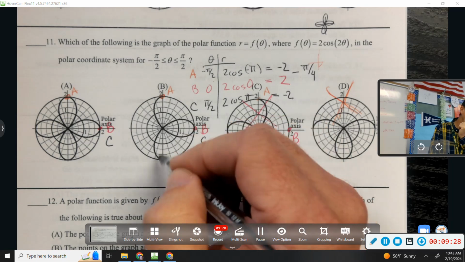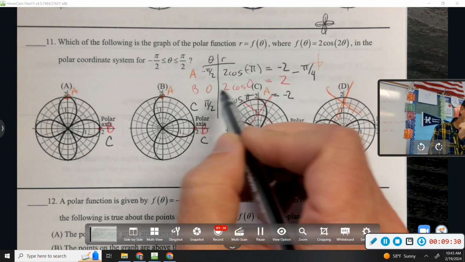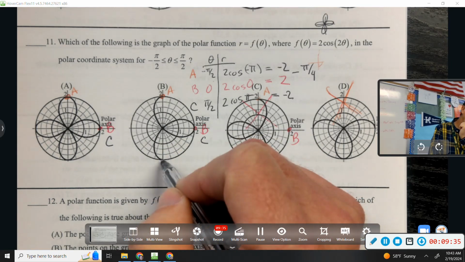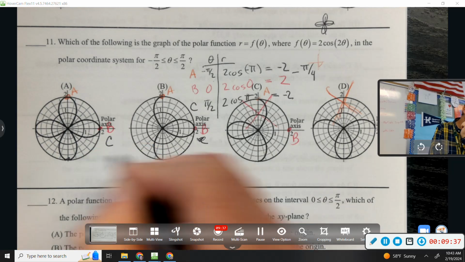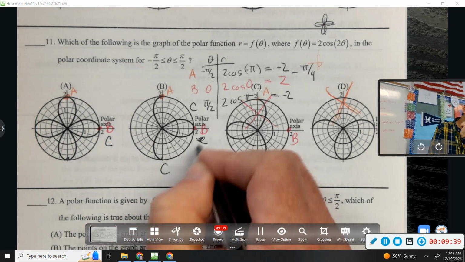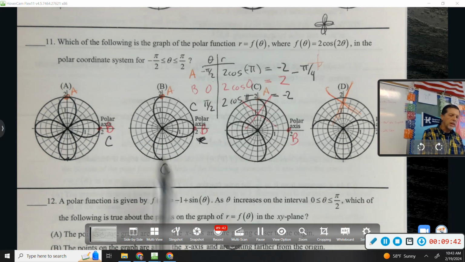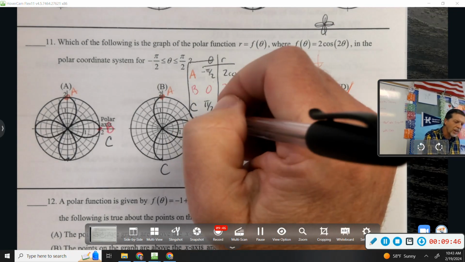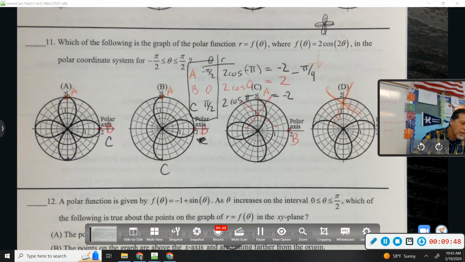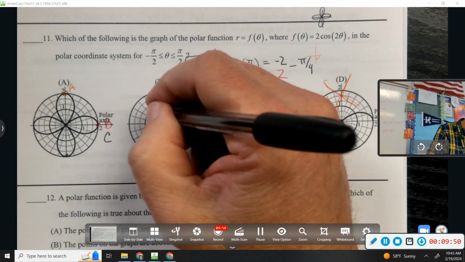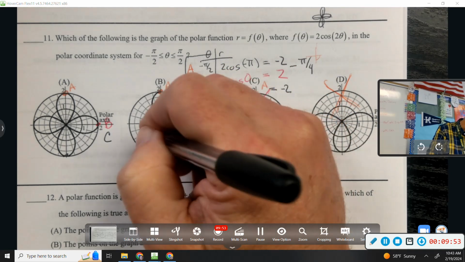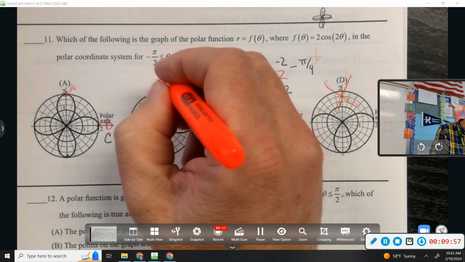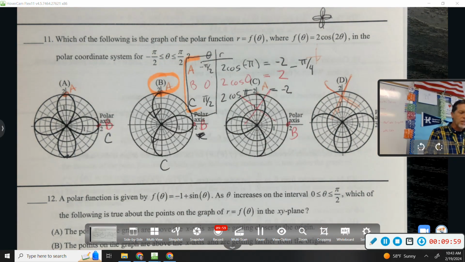A to B to C. Oh, wait, I put that in the wrong spot. C's down here. But if I go from A to B to C, that's as far as I can go. I'm not allowed to go any further. So if I think about the direction of this thing, from A to B to C, that's as far as it goes. I shouldn't catch all those other points.